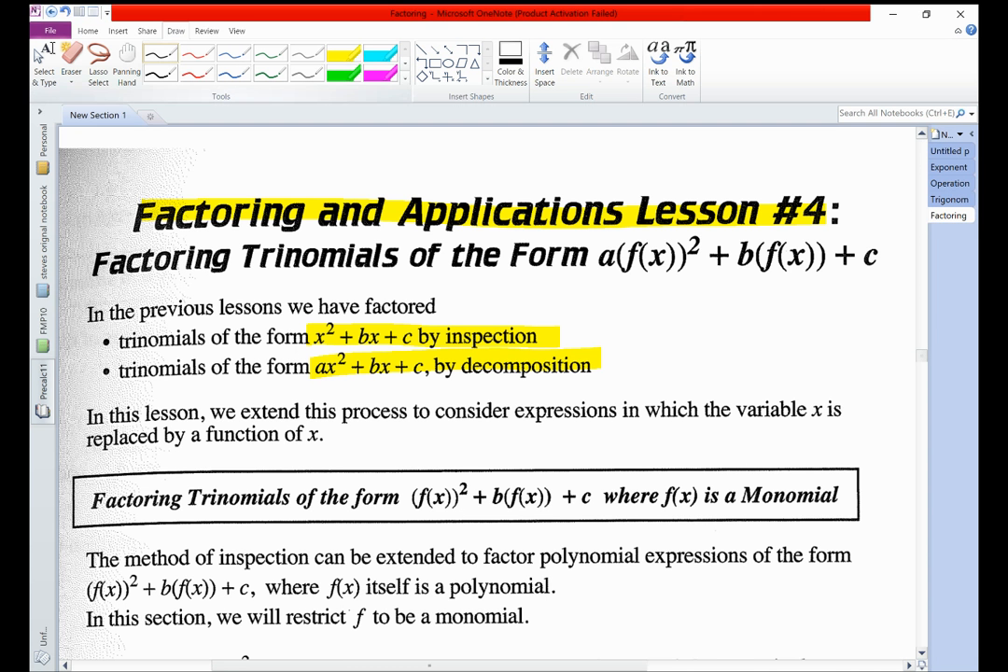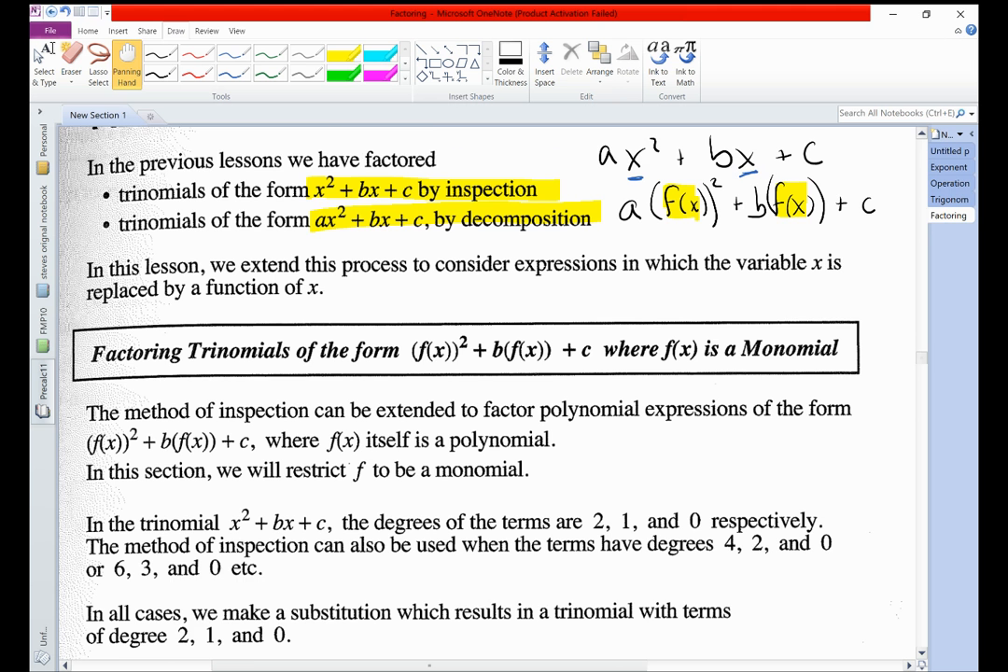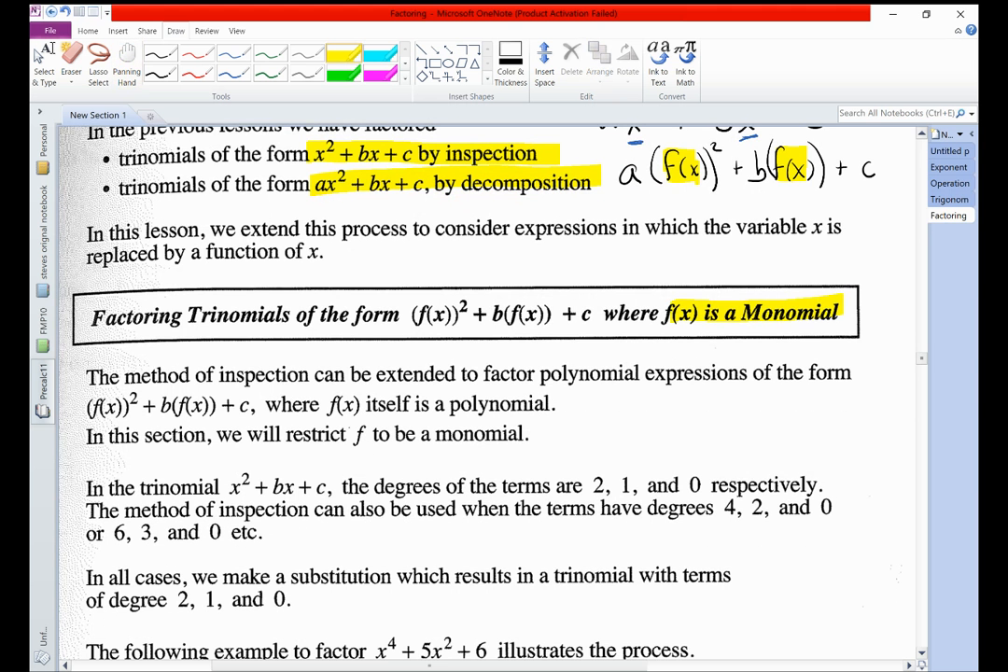I know that you're used to looking at trinomials that are ax squared plus bx plus c. But now we're going to start looking at functions or trinomials where that x term is actually a function. So you have a multiplied by f of x squared plus b multiplied by f of x plus c. So what we've done is we've replaced those x terms with actual functions that aren't x. So we're going to start by looking at functions that are monomials or one term.